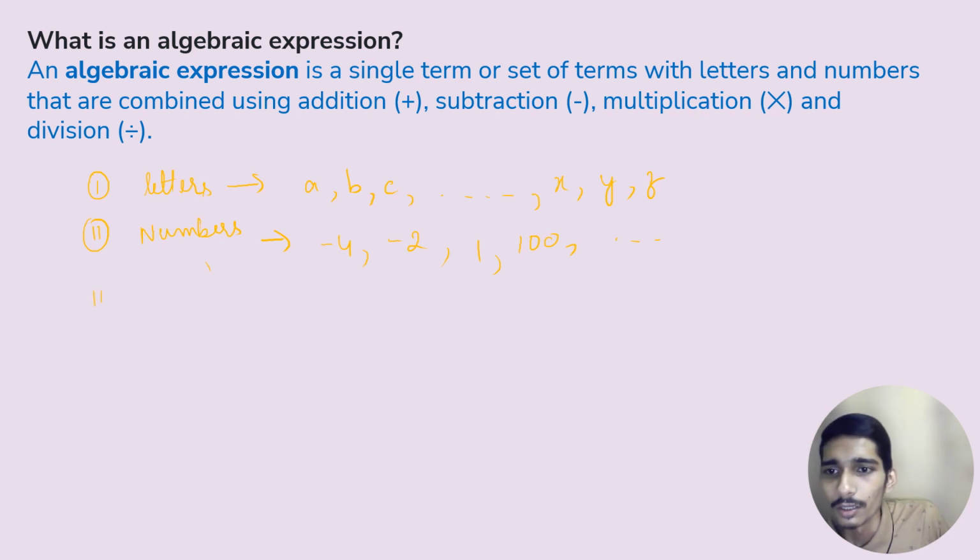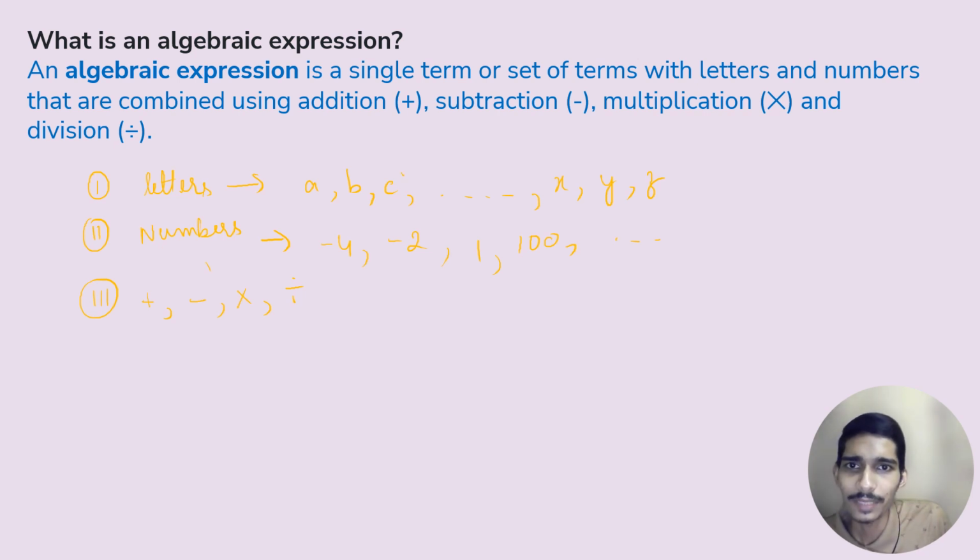And third, we will combine these letters and numbers using a mathematical operator like plus, minus, multiplication and division. We will use these four symbols to combine letters and numbers. If you can find these three things in an expression, then we will say that the given expression is an algebraic expression. Algebraic expression is nothing but the combination of letters, numbers and these mathematical operators: plus, minus, into, divide.